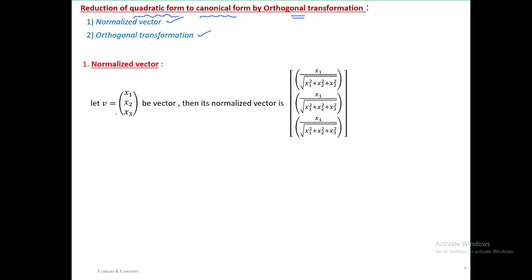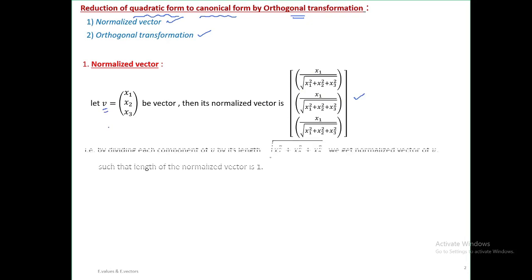That is the norm of the vector, norm V, so we are dividing by the norm. This is called the normalized vector of V. By dividing each component of V by its length, square root of x1 square plus x2 square plus x3 square, you get the normalized vector of V, such that the length of the normalized vector, norm V, is 1. So this is about the normalized vector.